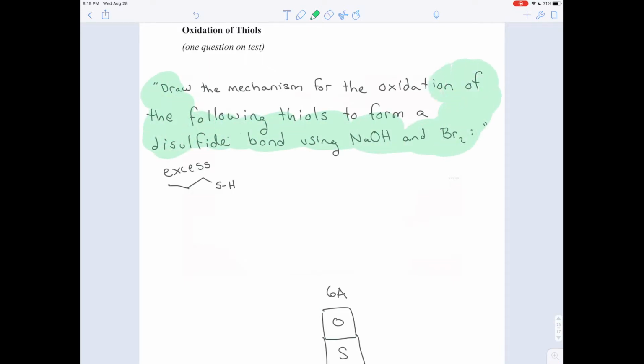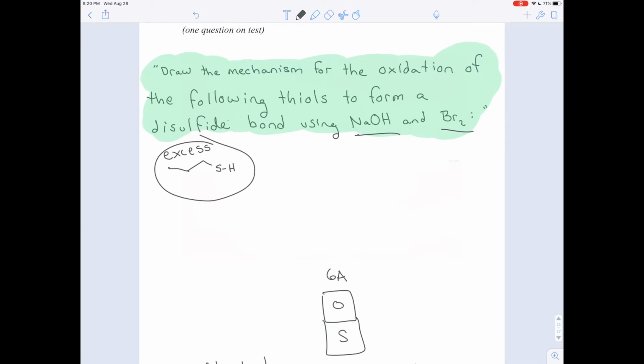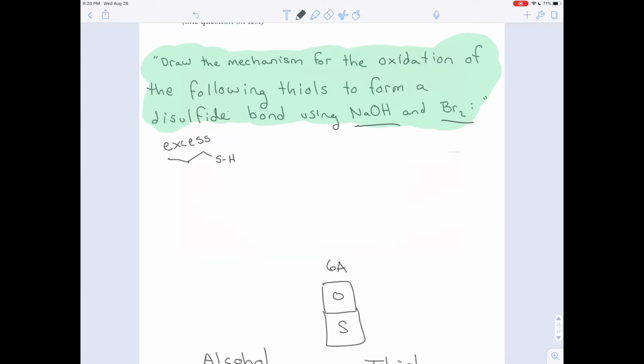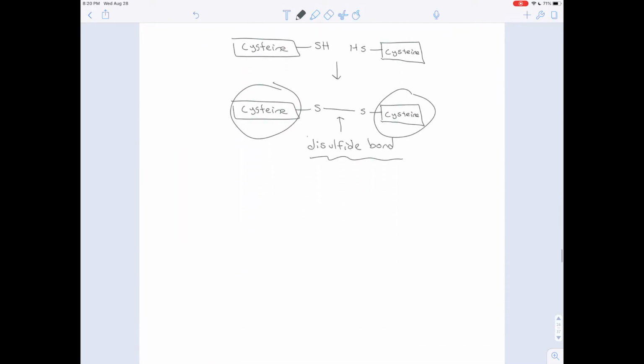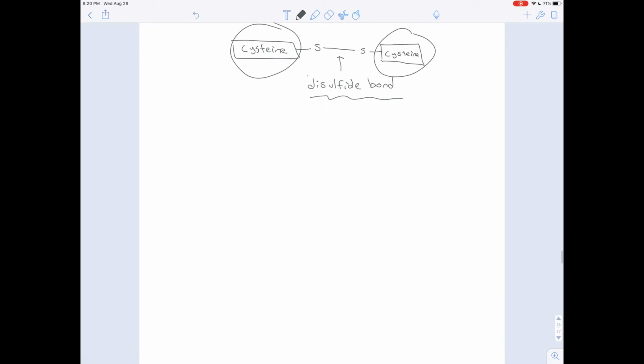Draw the mechanism for the oxidation of the following thiols to form a disulfide bond using sodium hydroxide and bromine. Now I'm going to give you, in this particular example that we're going to work through, 3 carbons with the thiol, and all I would change in the test is the number of carbons on the thiol. Okay, so we have NaOH and bromine. We want to show how you can use those to turn this thiol into something that has this very biologically significant disulfide bond.